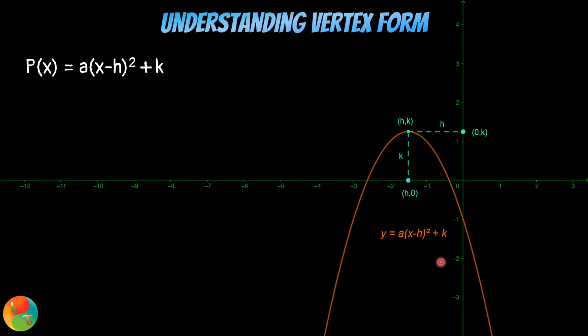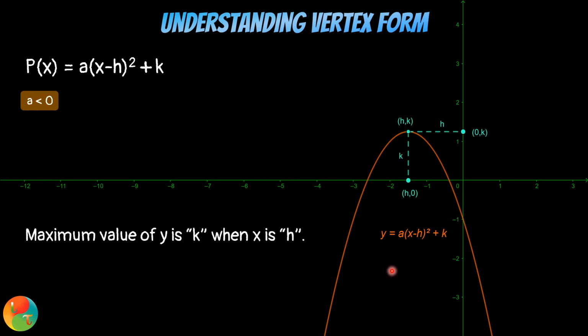Now again for the graphical verification, let this parabola represent any quadratic polynomial a into x minus h whole square plus k. This quadratic polynomial is written in this vertex form. You can see we have a highest point on this parabola that is represented by coordinates h comma k, which is actually the vertex. In this case, a is less than 0, that is why the parabola opens downwards. The maximum value of y is k when x is h, irrespective of the value of k.